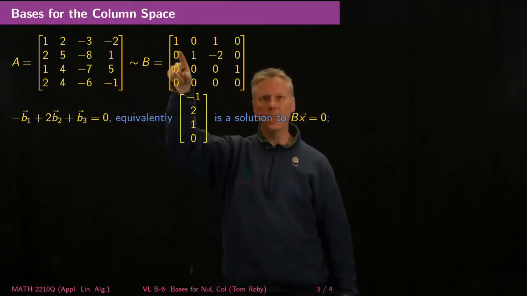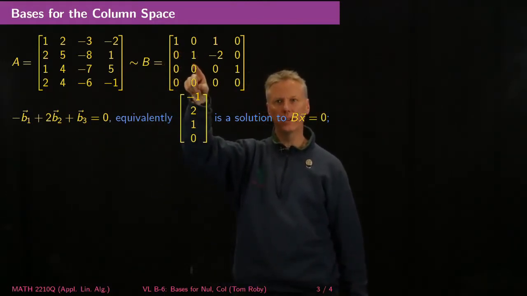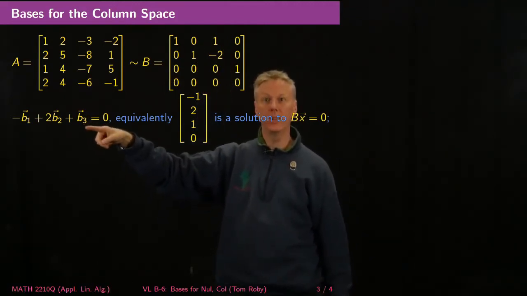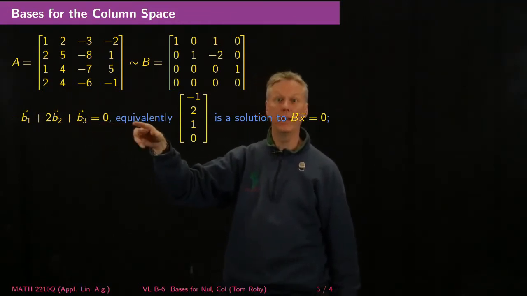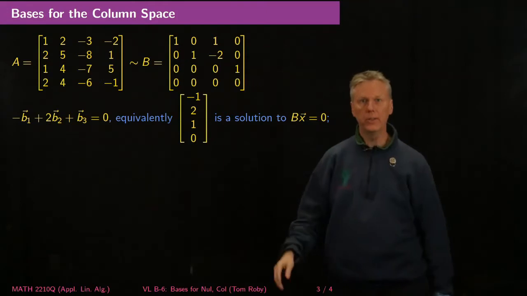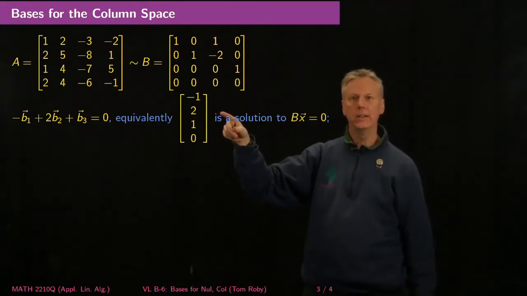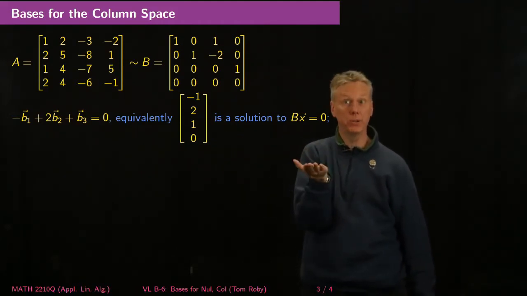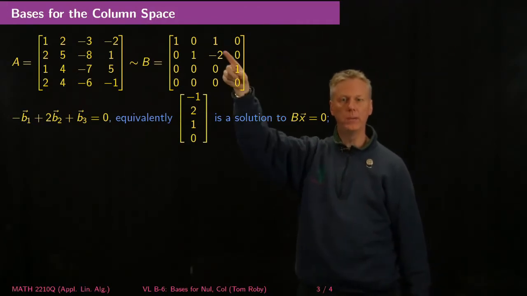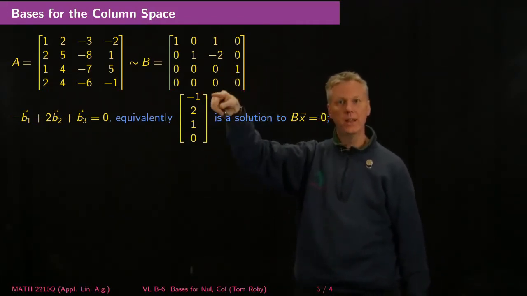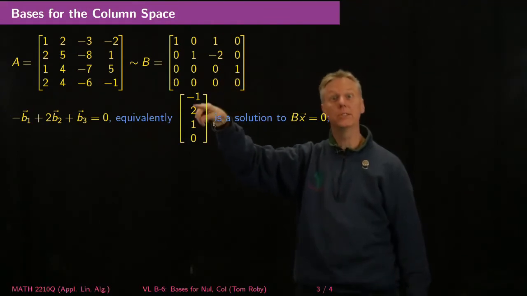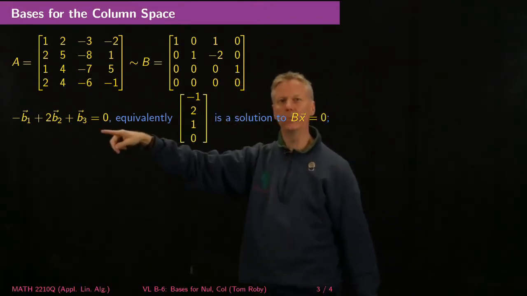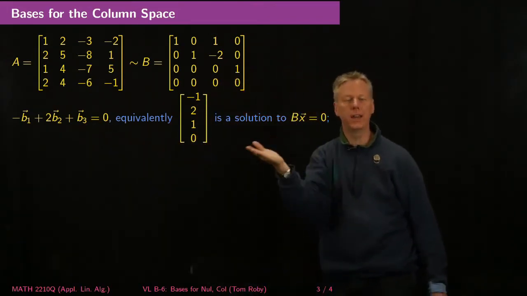But let me just formalize what I said. I said that if I take the negative of this vector plus 2 times this vector, and I add it to this vector, I get 0, right? Another way of saying that is if I rewrite this equation, that I can write B3 as B1 minus B2. Okay? Now this is equivalent to saying that negative 1, 2, 1, 0, this length 4 vector, is actually a solution to Bx equals 0, right? Because multiplying this matrix B by this column is just taking the linear combination of the columns of B given by this. So it's just negative 1 times this, plus 2 times this, plus 1 times this, plus 0 times that equals 0, right?